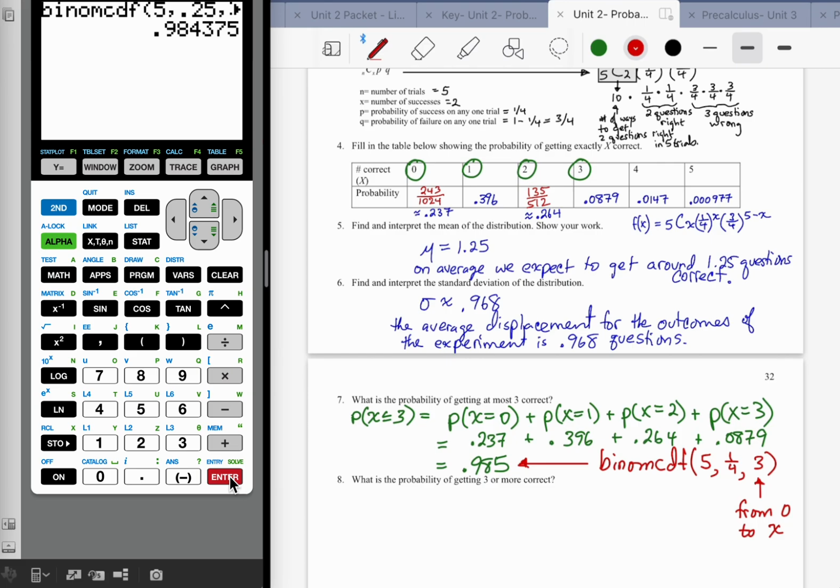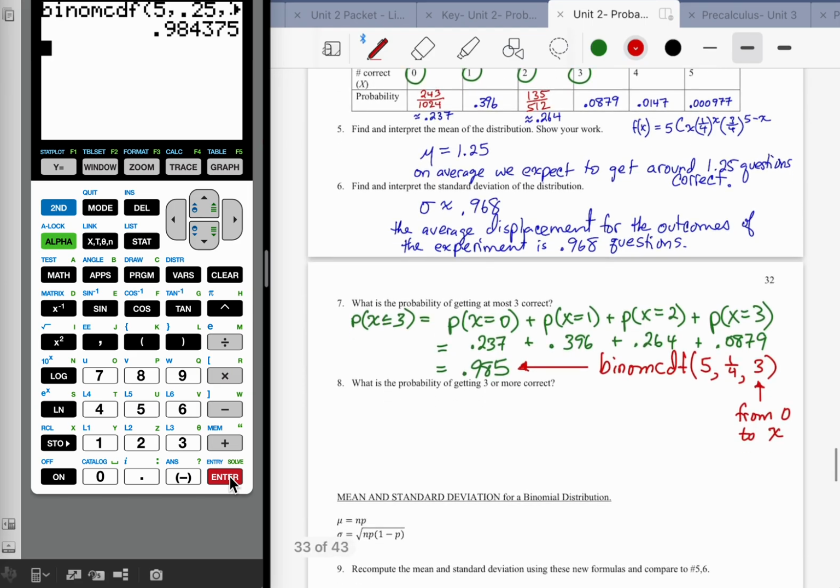Like, for example, in number 8, when it says what's the probability of getting 3 or more correct, I got to be thinking, if we have 5 possible outcomes, well, really 6 possible outcomes, because you could get none right. So 0 or 1 or 2 or 3 or 4 or 5. 3 or more would be this set of outcomes. So I would want to be thinking, what's going to be more efficient? Finding the probability of 3, finding the probability of 4 or 5 correct, adding them up, or finding the probability of getting at most 2 correct and subtracting that from 1. But the thing is, we still have to show the work.